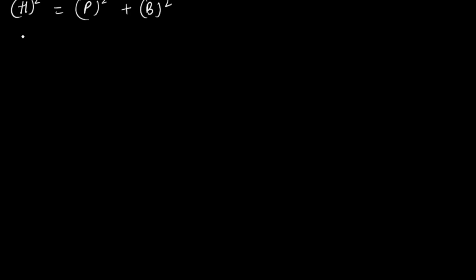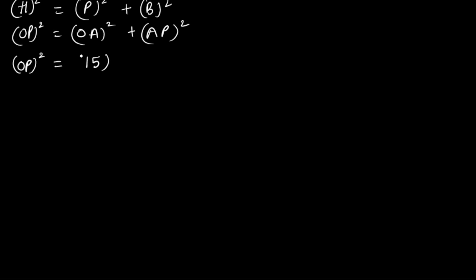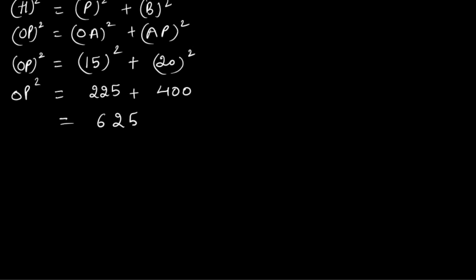So OP square is equal to OA square plus AP square. I have just written the formula of Pythagoras theorem. OA is given to us as 15, so 15 square plus AP, which is given as 20. If you simplify, OP square is equal to 225, the square of 15, plus 400, the square of 20. So this is equal to 625.